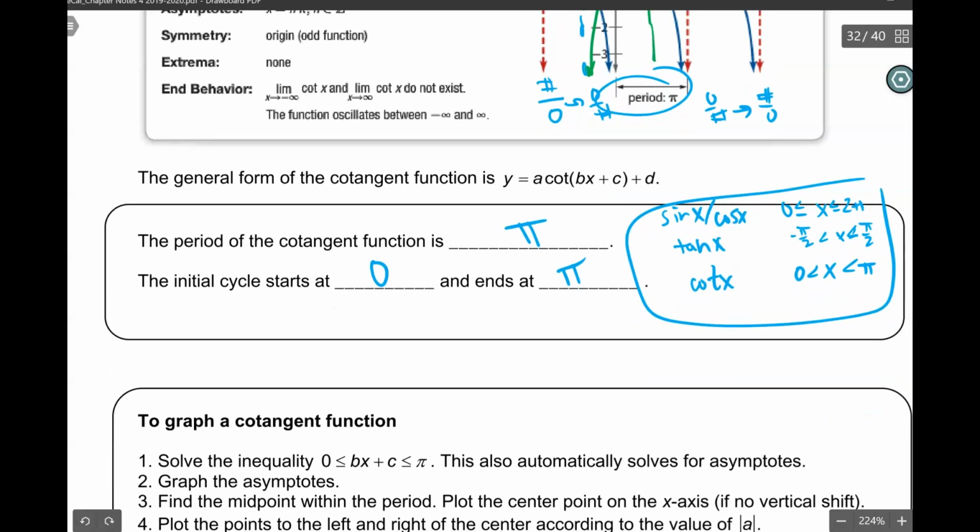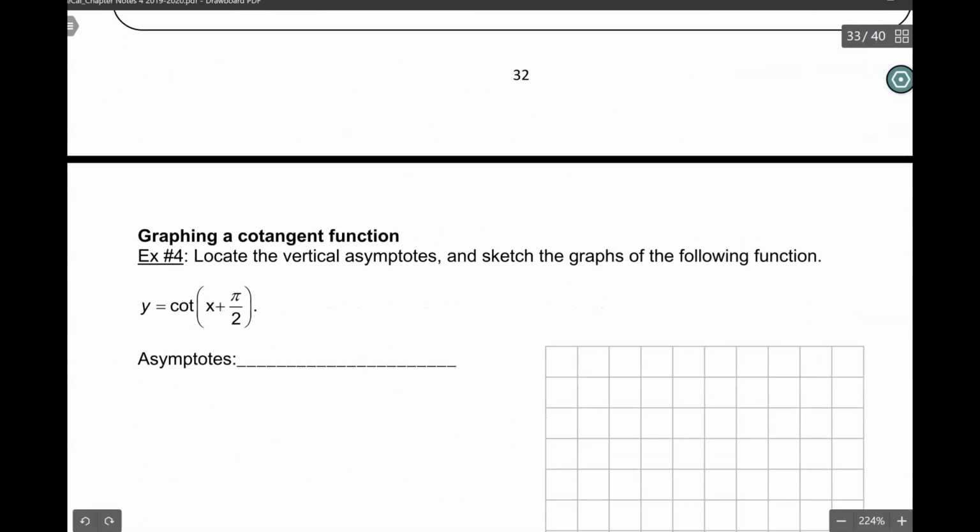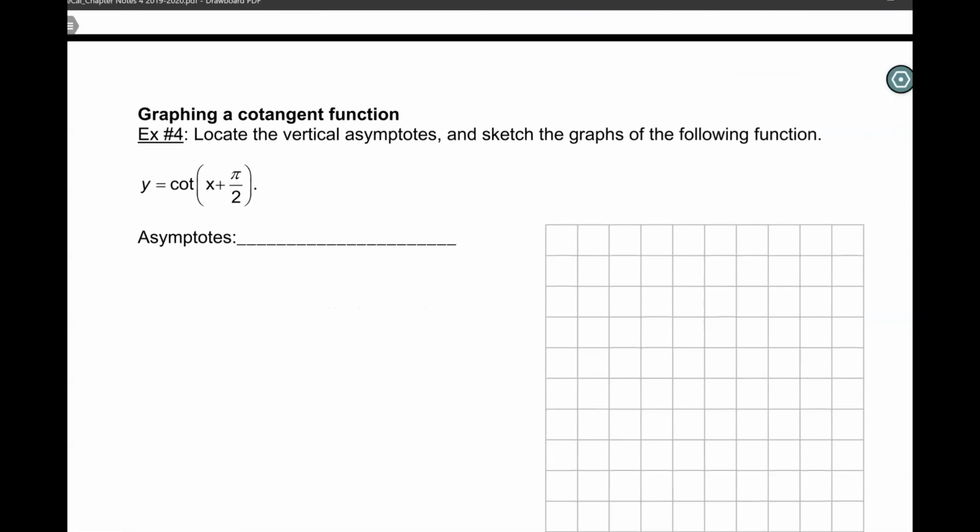Alright. So to graph the cotangent, solve the inequality. Once again, these should just be the less than symbols. This automatically solves for the asymptotes. Graph the asymptotes, then find the midpoint of the period and plot the center point. The center point is going to be 0 on the x-axis if there's no vertical shift. Then plot the points left and right. It's just like how we were doing it for tangent.